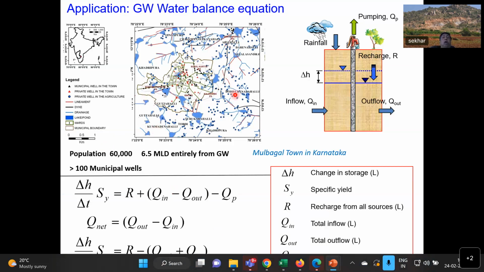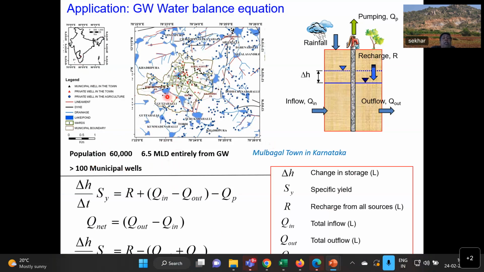So here is a small cartoon again to show you that we were doing a study in a small town called Mulbagal, very close to Bangalore, near the Tamil Nadu border, on the highway from Bangalore to Chennai via Chittoor. In Kannada, Mulbagal means some corner town. The town had a population of 60,000 and mostly depends on groundwater.